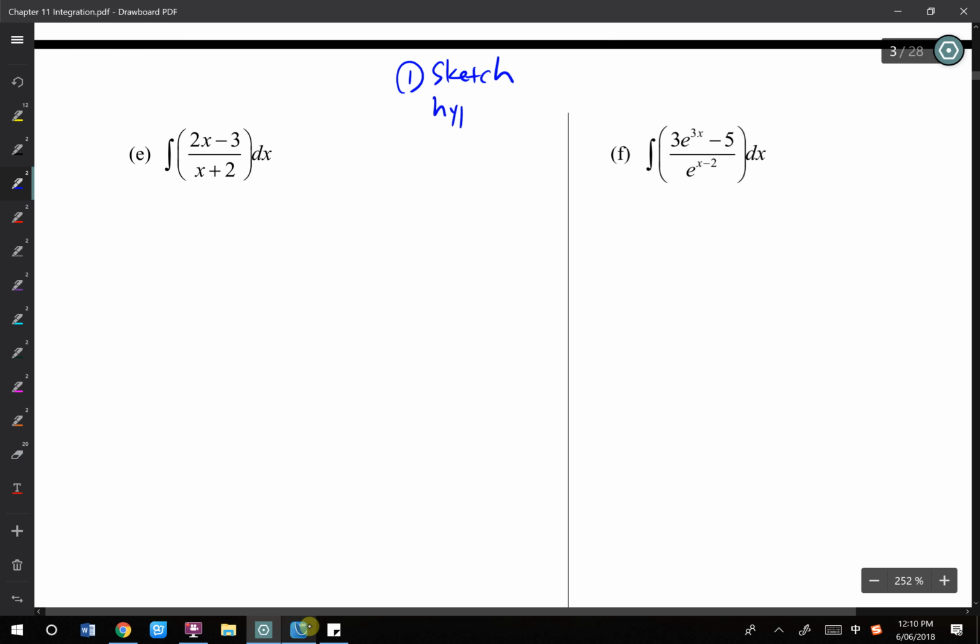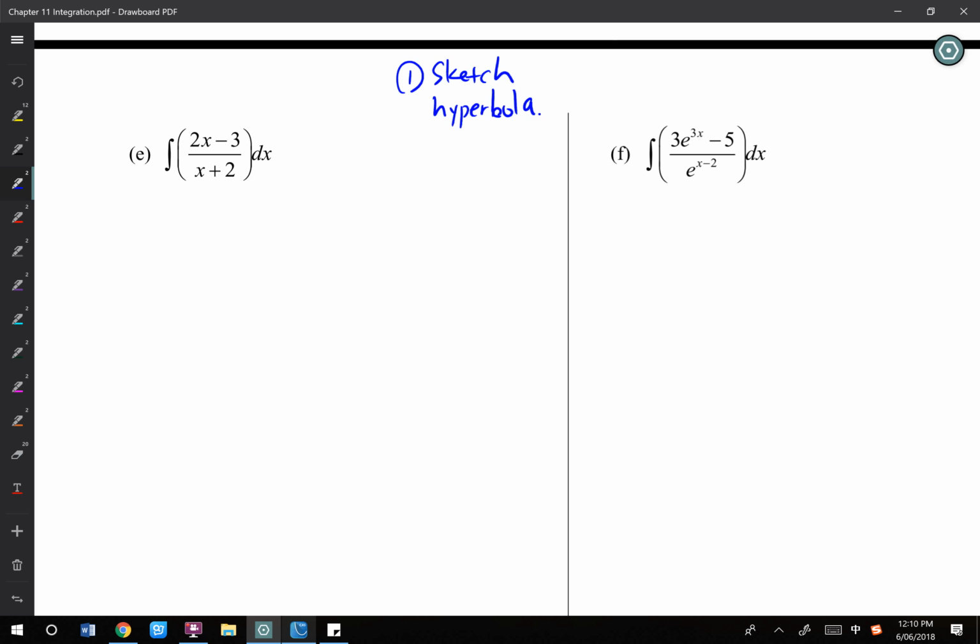This is the hyperbola function. Okay, this is the hyperbola. You know, linear divided by linear is the hyperbola. So what I need to do is long division.